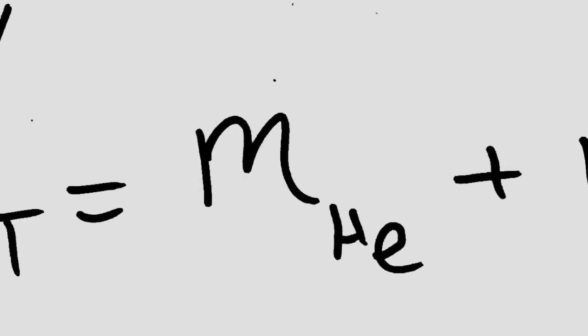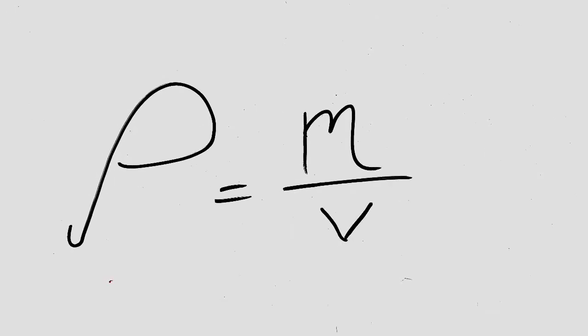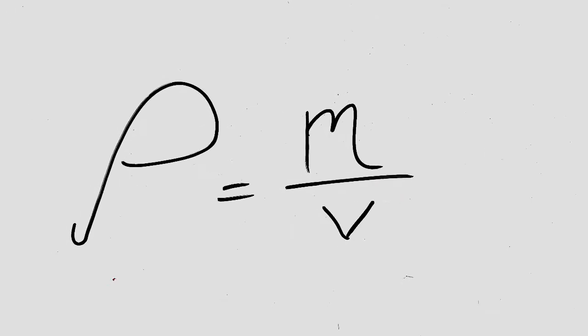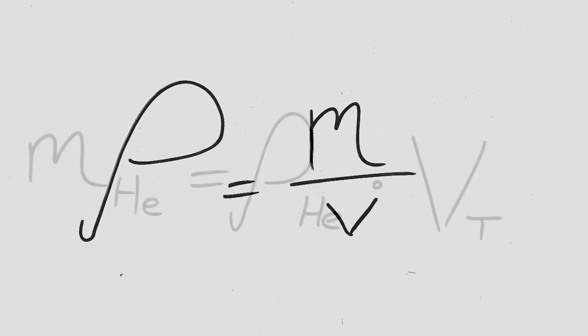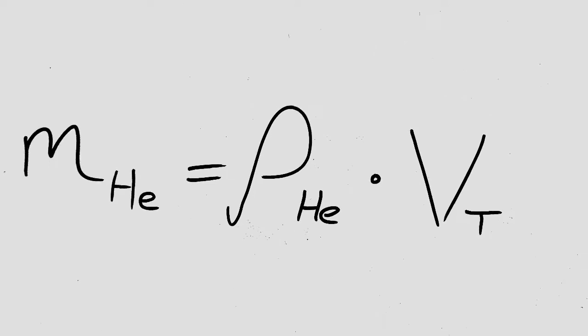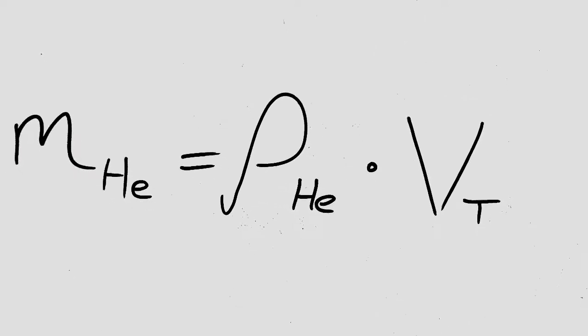Now let's work with the mass of helium factor. By analyzing the equation of the density, we can say it is equal to mass over the volume. But here we are missing the mass. By clearing out the equation, we obtain this new formula that we can use in our first equation.